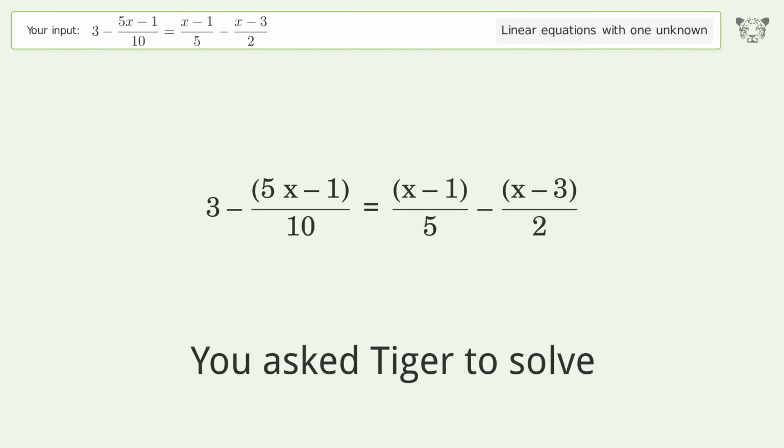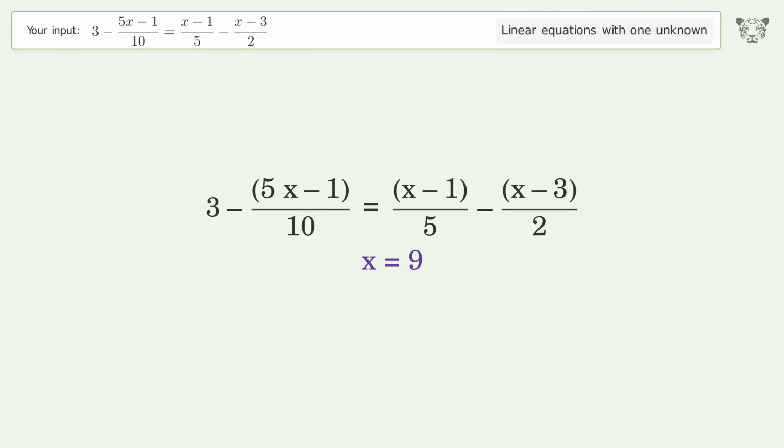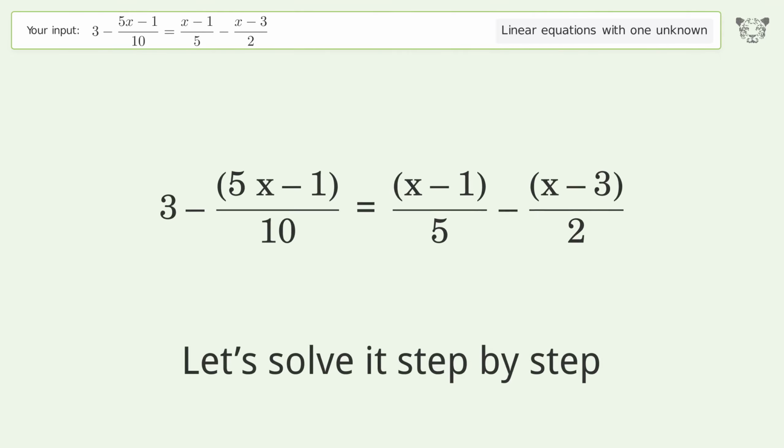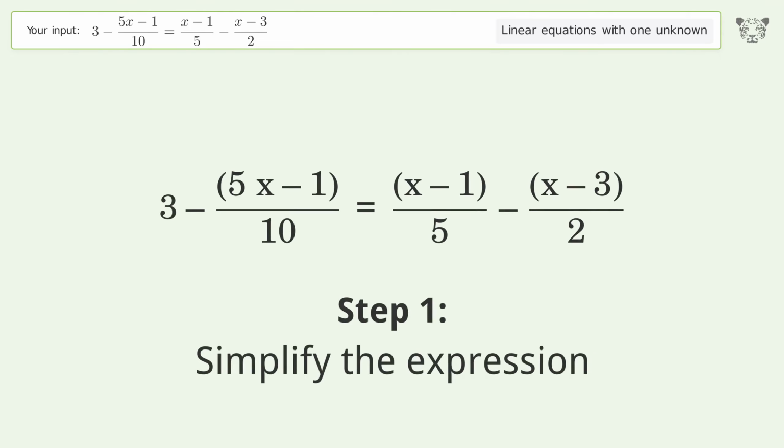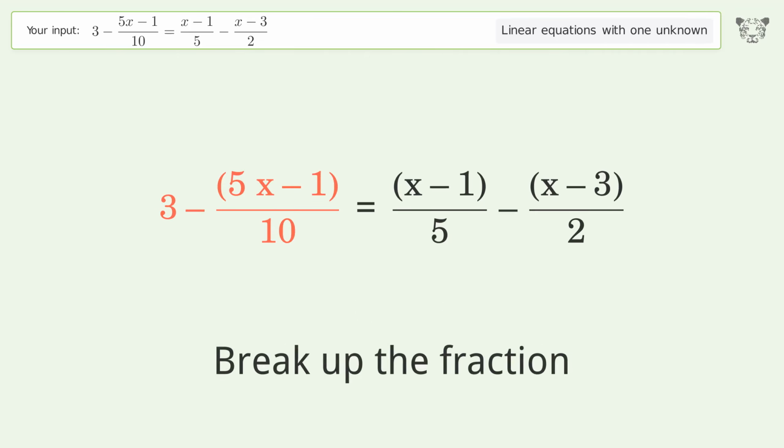You ask Tiger to solve. This deals with linear equations with one unknown. The final result is x equals 9. Let's solve it step by step. Simplify the expression. Break up the fraction.